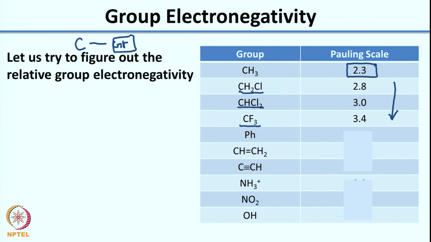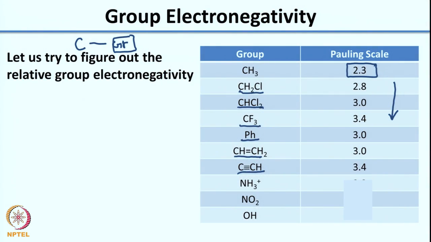Now to give you a hint, as I am going down this table, the number of halogen atoms is increasing. So, here I have 1 Cl, here I have 2 Cls and here I have 3 fluorines. Alright, so this is a hint I am giving to you. Now let us look at the next group. The next group has phenyl, right, an alkene and an alkyne. All of these are now attached to the carbon and we are trying to figure out the relative electronegativity of these groups. Again you can press the pause button and try to work this out.